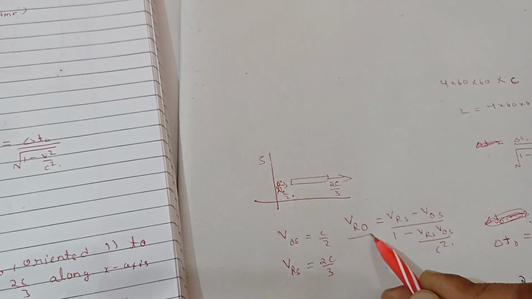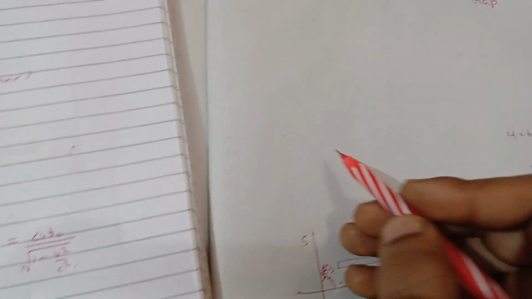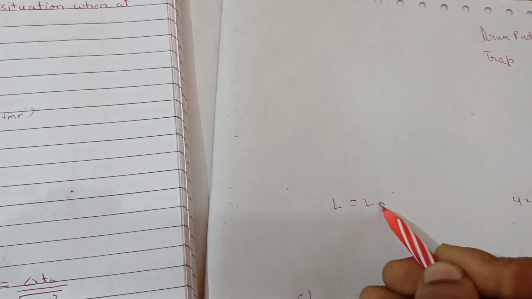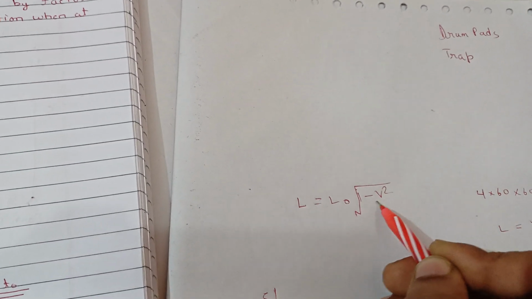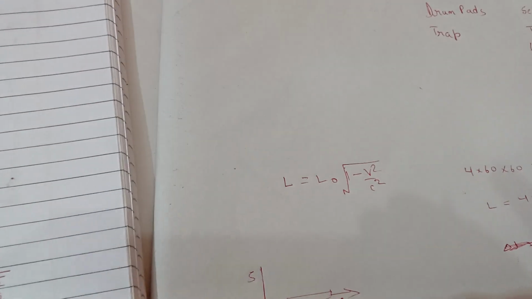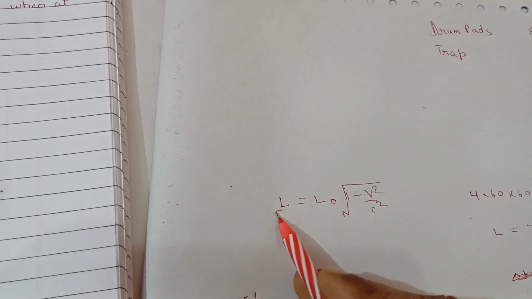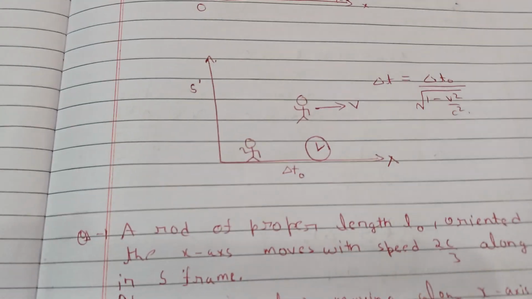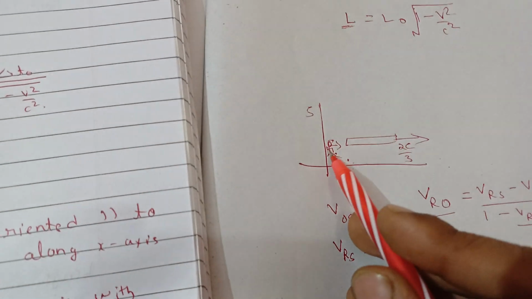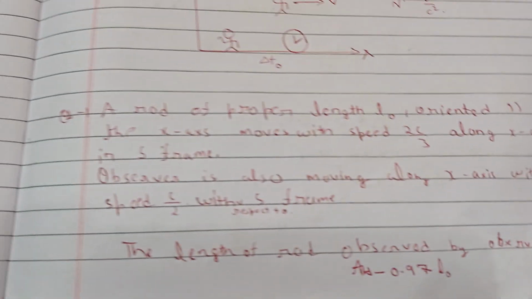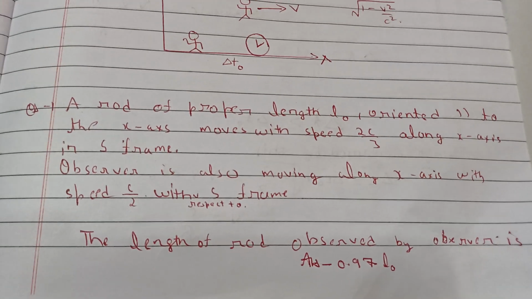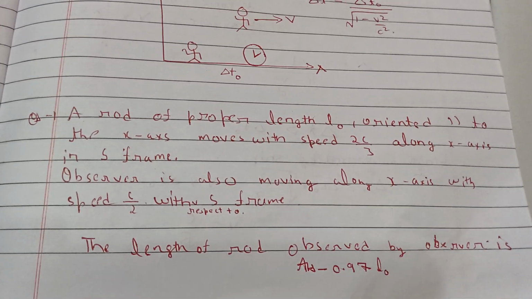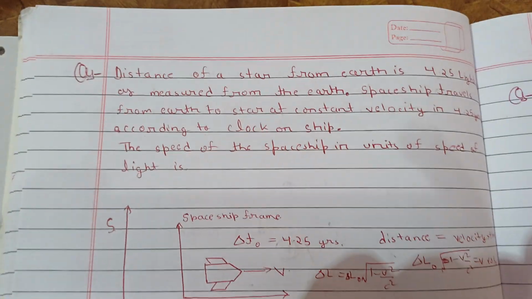So you will get the V_RO, and you will put that speed in this formula, L equal to L naught root 1 minus V square by c square, the length contraction. So this length that comes out will be the length observed by the observer. Okay, and the answer will be 0.97 L naught. So just check it out and try to solve. If you have any doubt in this question, you can ask in the comment section. Now move on to the next question.